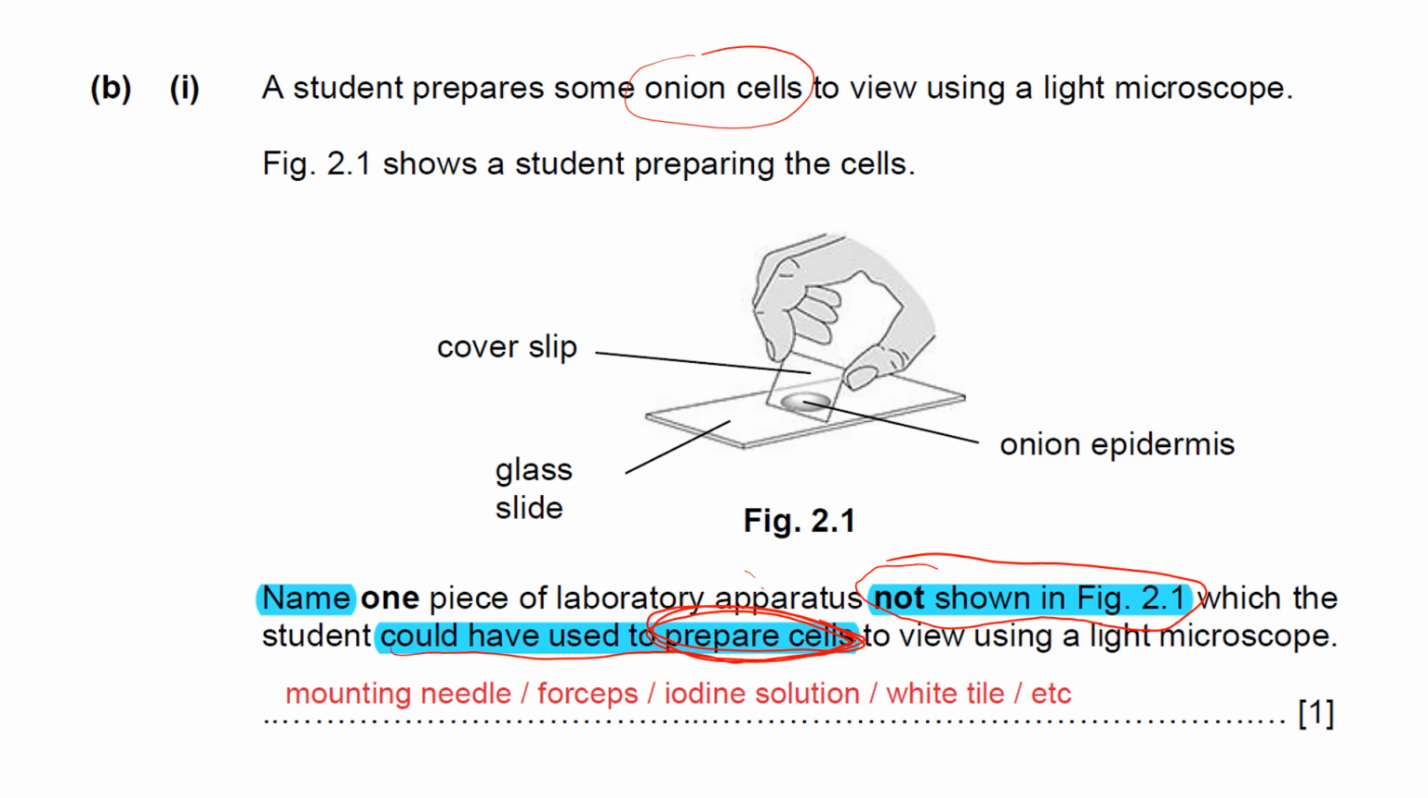So what is not shown? There are actually many things that are not shown. Okay, the mounting needle is not shown. The forceps is not shown. The iodine solution that is used to stain the onion cells is not shown because the question only says onion epidermis here. Okay, the preparation to cut is also not shown. The knife is not shown. The white tiles, etc. Okay, so they are not shown. You can write any of these.